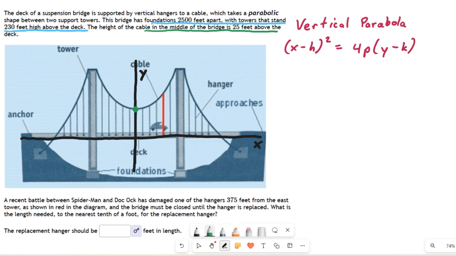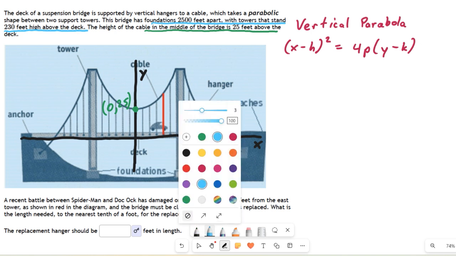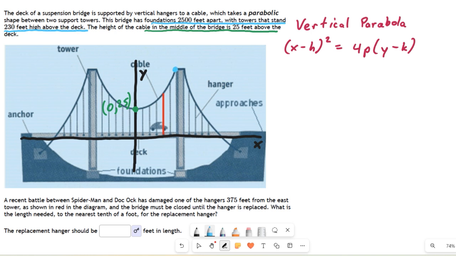Okay, the height of that cable is 25, and the x distance of it is 0. So that's going to be 0, comma 25. That's the vertex of the parabola. That tells me the h and the k. The next piece of information I'm given was about this right here, which is the top of one of those tower units. And that's going to be an x distance of 1,250 feet. Remember, they're 2,500 feet apart. And it stands 230 feet above the deck, or the car deck.